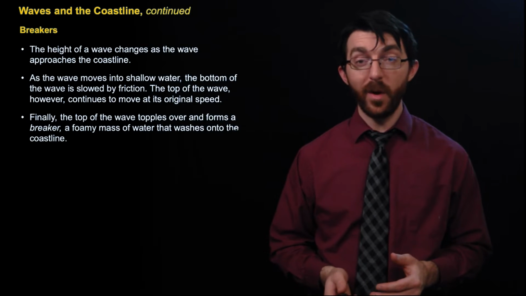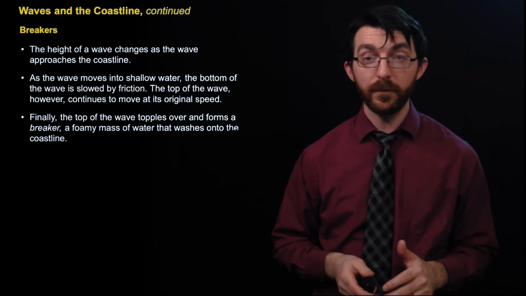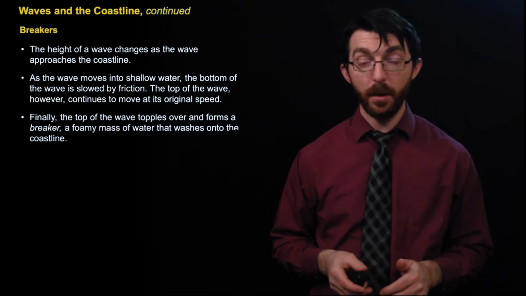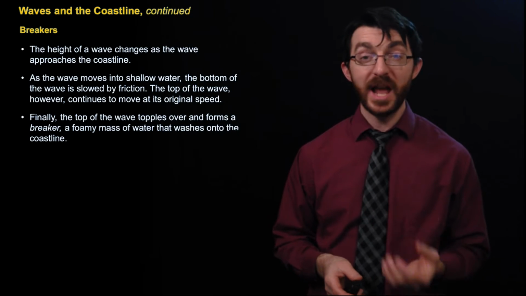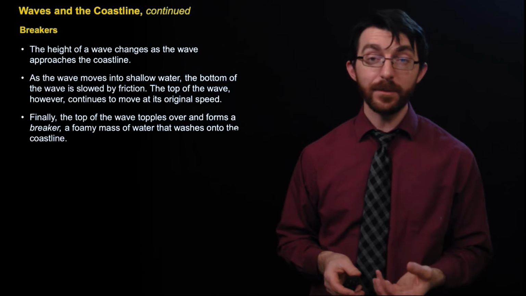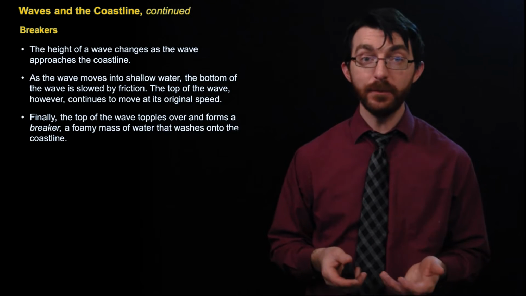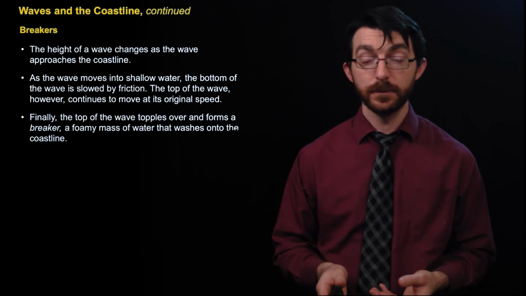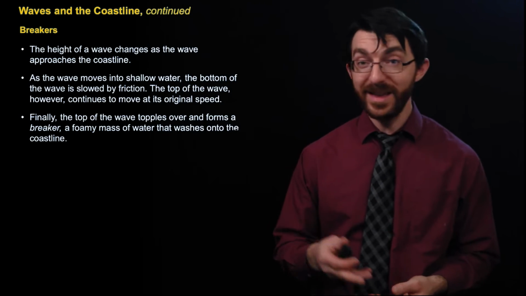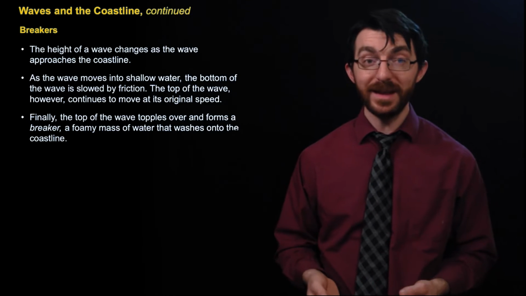This is where you get the behavior of waves on the coast that you're familiar with from being at the beach. So let's talk about breakers. The height of a wave changes as the wave approaches the coastline, and here's why. As the wave moves into shallow water, the bottom of the wave is slowed by friction. But the top of the wave isn't, so it continues to move at its original speed.